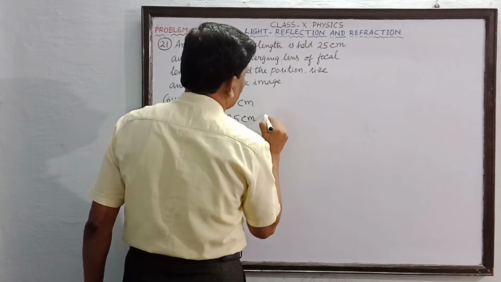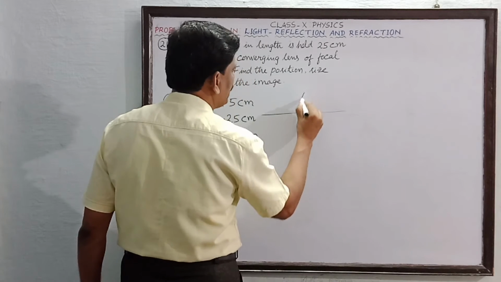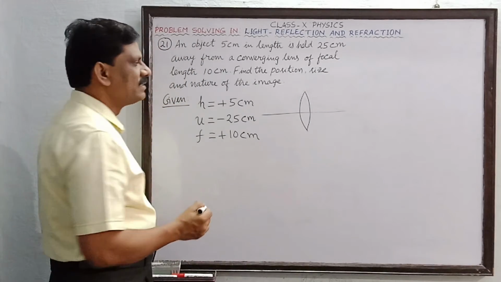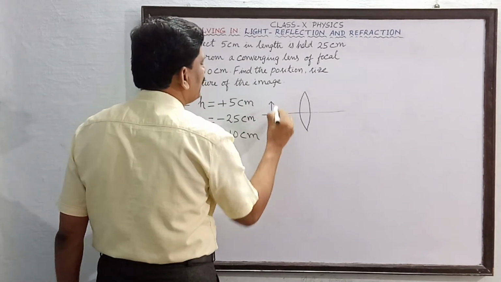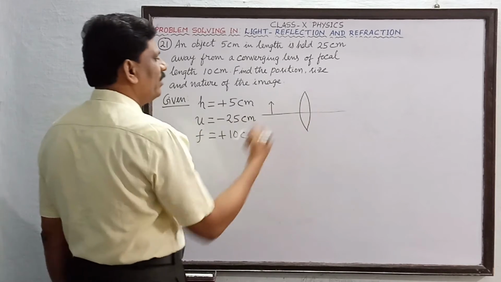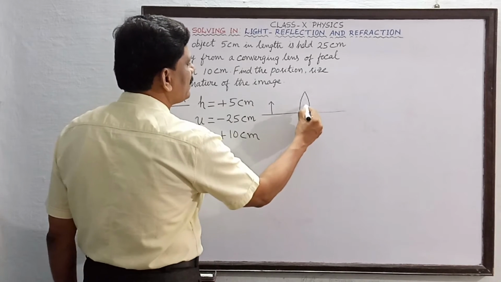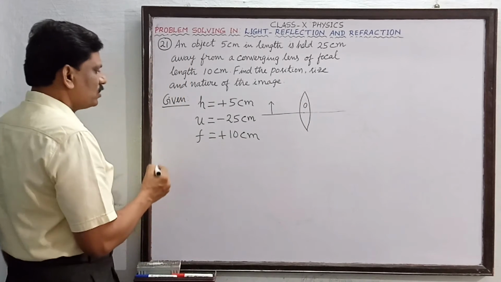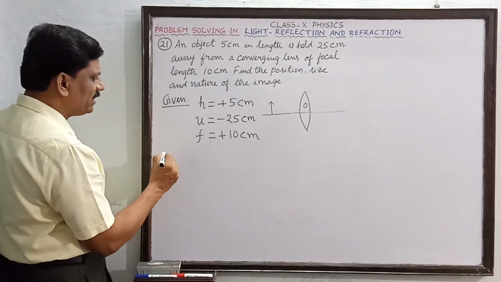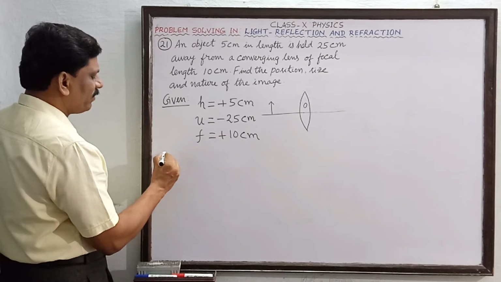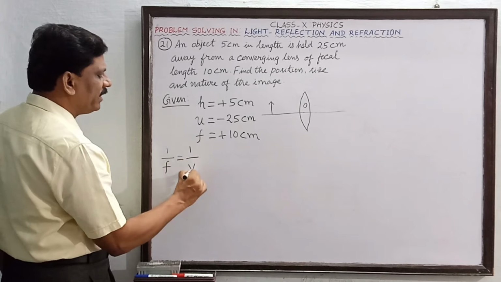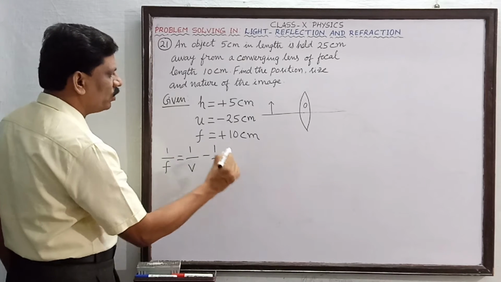So suppose this is the principal axis, and this is the lens. This is a biconvex lens. So the object will be held somewhere here at a distance of about minus 25 centimeter. So where will the image be formed? Let us see. And this is the optic center. So first from u and f we can determine the image distance v. So from the lens equation, 1 by f is equal to 1 by v minus 1 by u.